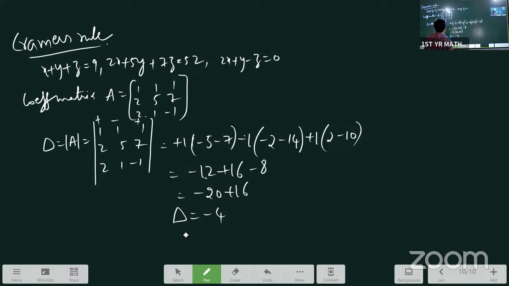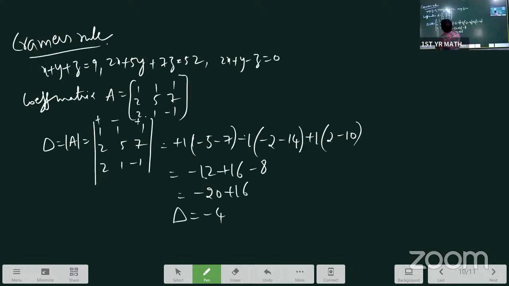Now for delta 1, replace the constants. So what are your constants here? 9, 52 and 0. One of your numbers is 0, so it's easy to get it, no need to get confused. First I will copy the same thing. Next, I am going to find your delta 1. Delta 1 is the determinant of, replace your first column with the constants 9, 52 and 0, correct?